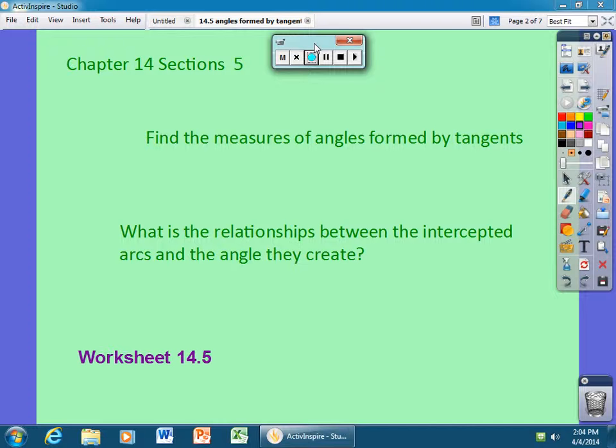Alright, this is chapter 14, section 5. We're going to find the measures of angles that are formed by tangents, and we're going to look at the relationships between the intercepted arcs and the angle that they create.